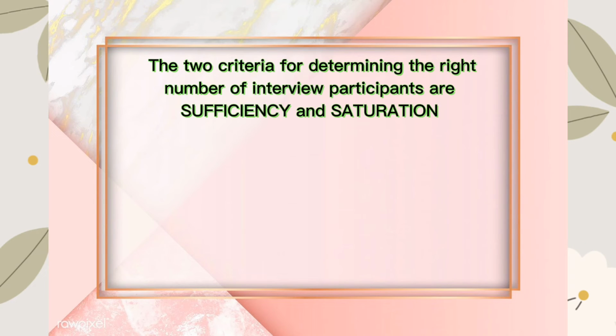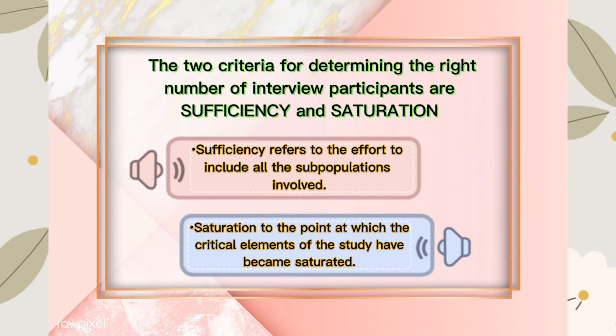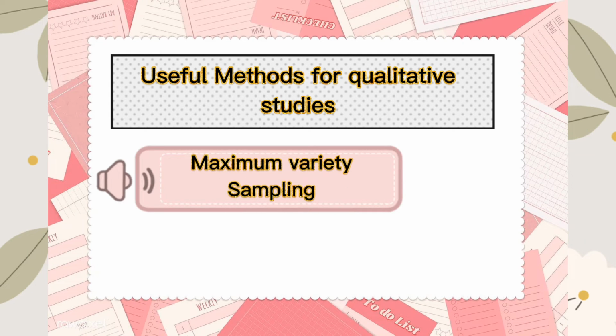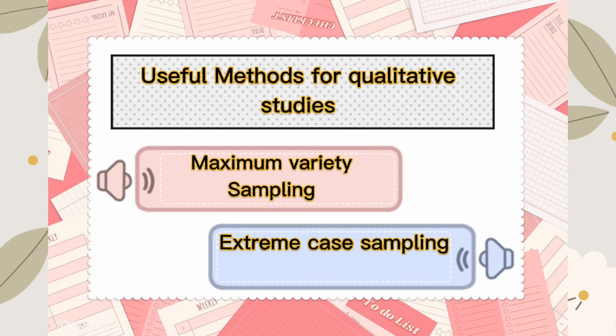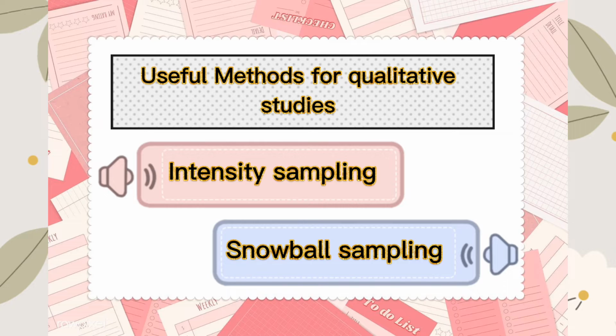The 2 criteria for determining the right number of interview participants are sufficiency and saturation. Sufficiency refers to the effort to include all the subpopulations involved. Saturation refers to the point at which the critical elements of the study have become saturated. Useful methods for qualitative studies: maximum variety sampling, extreme case sampling, intensity sampling, snowball sampling.